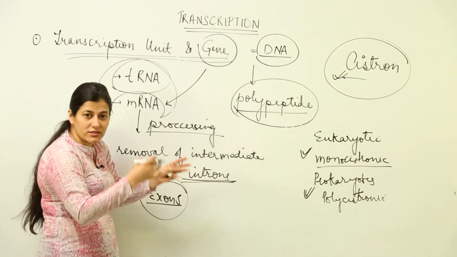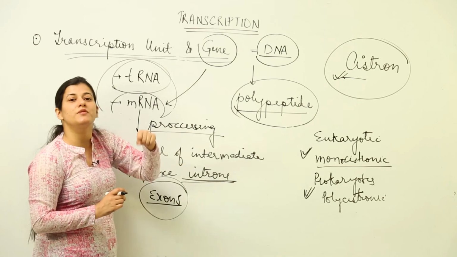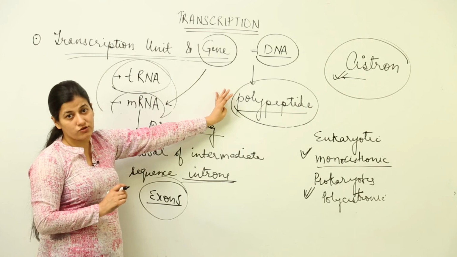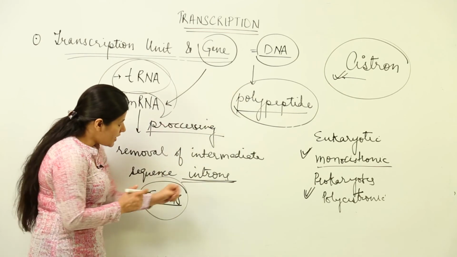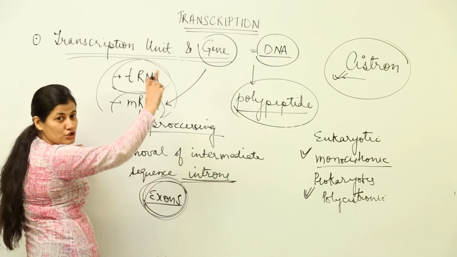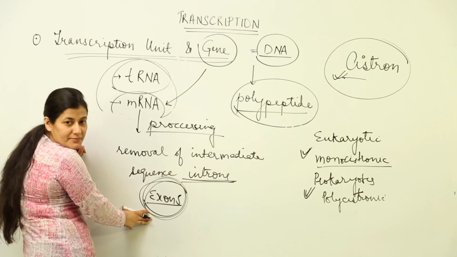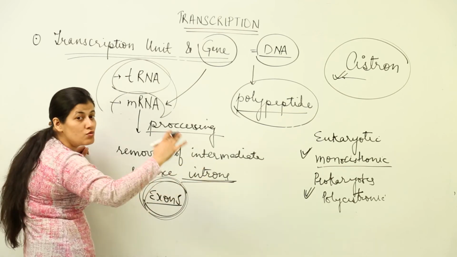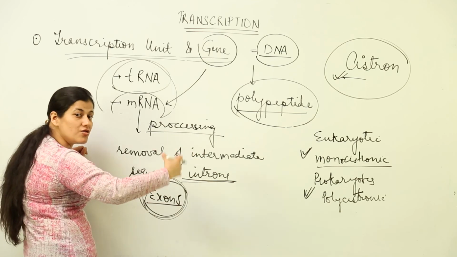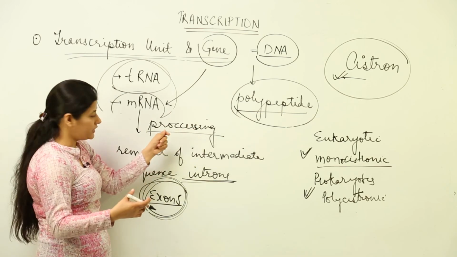Within a cistron, there are introns and exons. The introns are the intermediate sequences between exons. That's why they are introns. Between two exons, there is a sequence that has to be removed. That means it does not code for the arrangement of amino acids in the polypeptide. So the exons are that part of the cistron responsible for forming the polypeptide. The introns are unwanted sequences present between the exons, and they are removed by a special process known as splicing, which we will study in the next lesson.